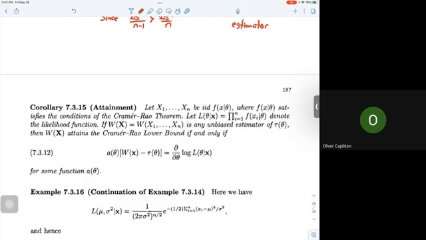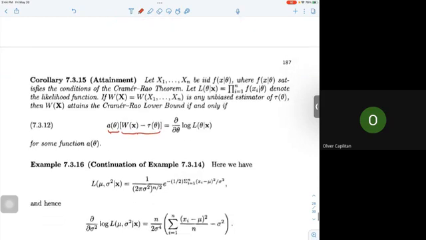So the first factor here is just a function of our parameter. Then we must express the estimator minus the function of the parameter it estimates. On the right hand side, we have the partial derivative of the log likelihood with respect to theta.